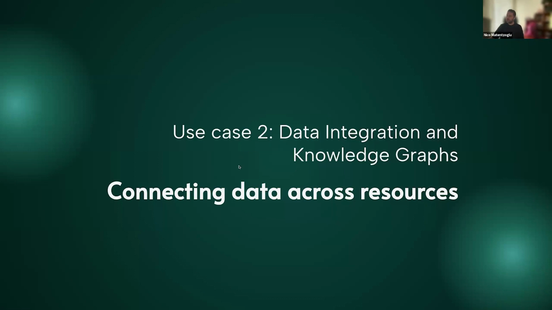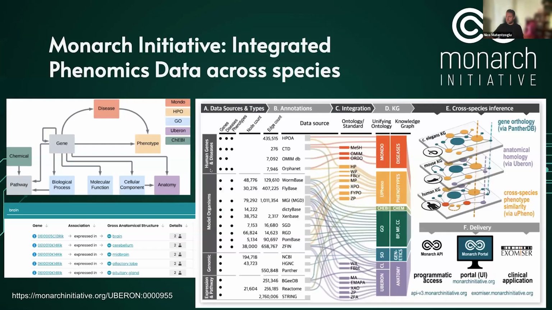All right, the next use case is data integration and knowledge graphs. So this is about connecting data across resources. Of course, I will mention Monarch, which produces my favorite knowledge graph, an integrated knowledge graph about phenomics data across species. And here you can see in the bottom part down here, the anatomy layer that is powered by Uberon and CL, which integrates all of these species-specific ontologies in the way that Damien described before, which in turn are the entry point into all of these different model organism and other kinds of databases, like, for example, the Bgee gene expression database, which we will see in a second.